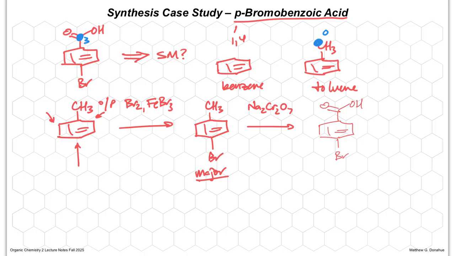It doesn't change the positional relationship. All it is affecting is the oxidation state. So now we started at 0, and now we're ending at 3, and there's our target.